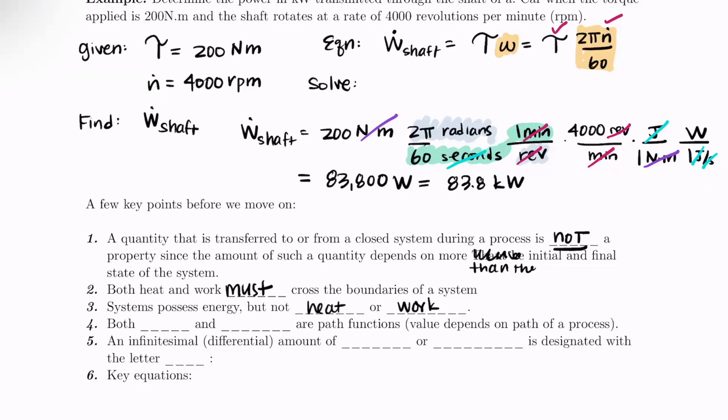Both heat and work are path functions, which means the amount of heat and work that happens as a part of a process depends on the path that you take. Okay? An infinitesimal or a differential amount of work or heat is designated with the lowercase delta, or in other words, delta W or delta Q. And note the difference between dQ or dW.